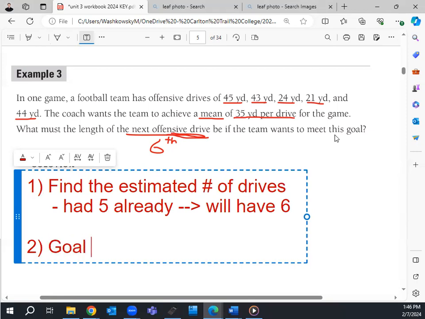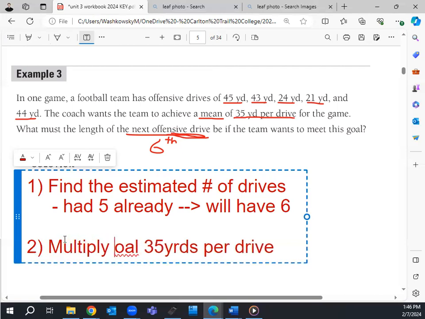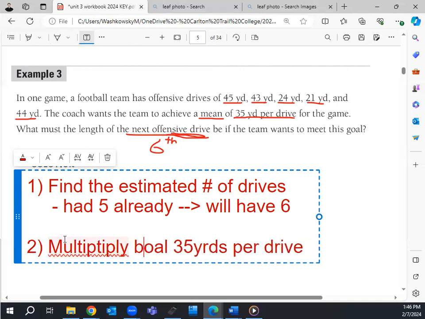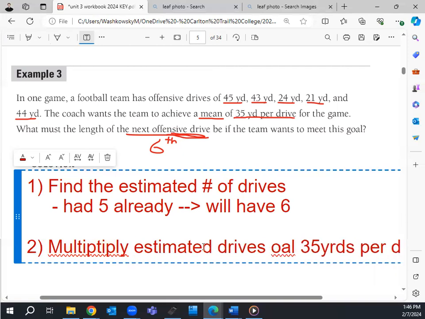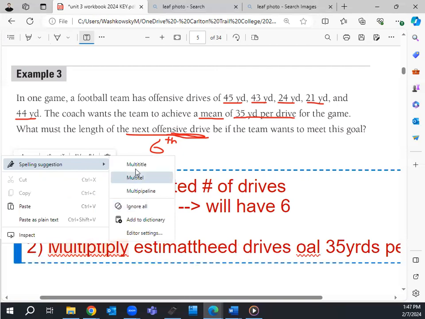Don't write anything for number 2 yet. But my goal is I want to have 35 yards per drive, right? That's this guy's goal. He says it right there. He wants 35 yards per drive for the game. So if he wants 35 per drive, why can't he multiply it by the estimated drives? So multiply the estimated drives. Maybe spell it right.